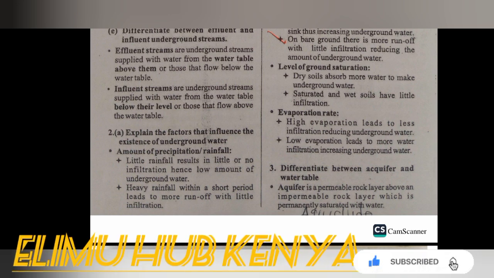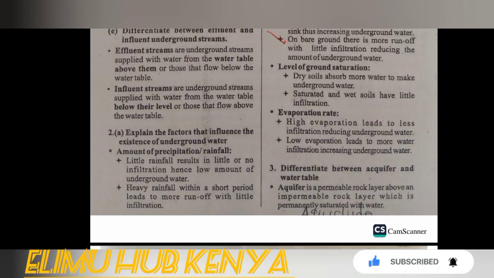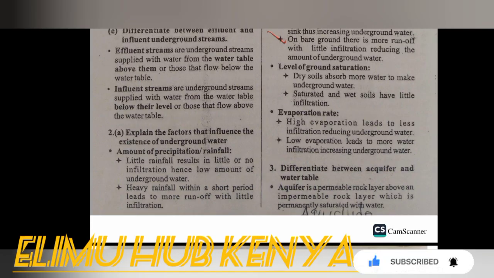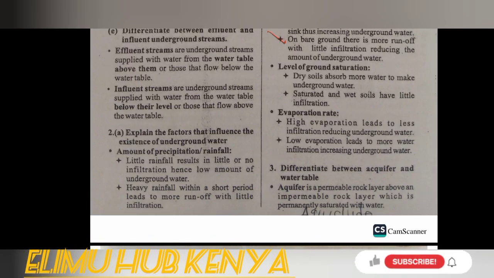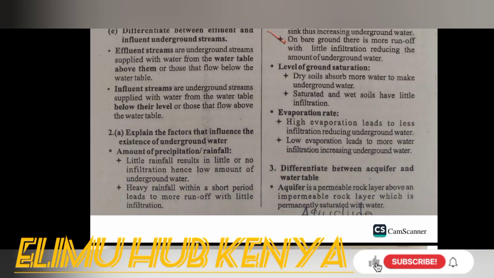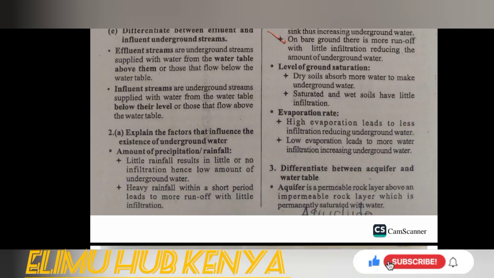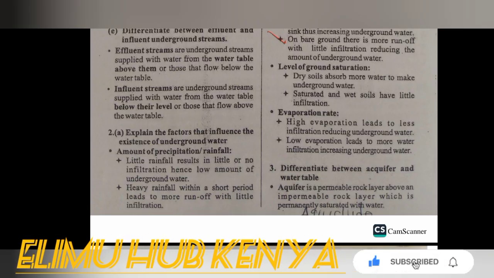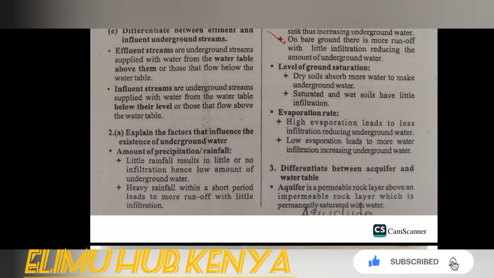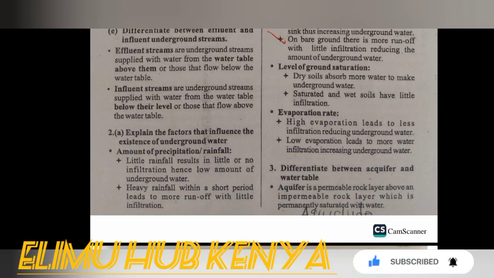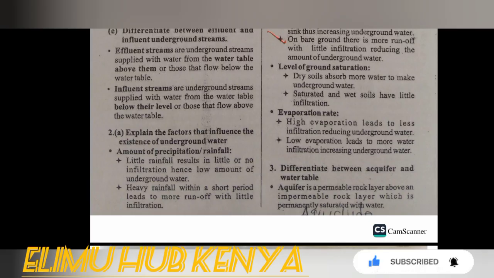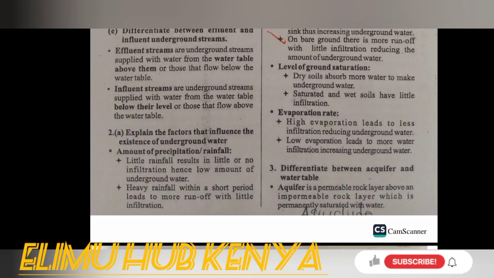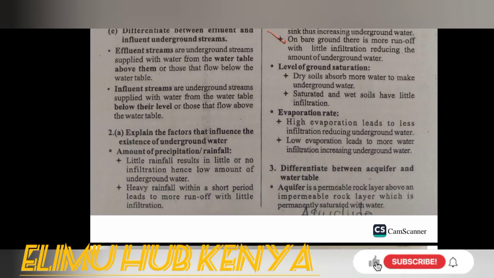So it's important to know that much of the groundwater normally originates from the surface of the earth. That water that is normally found below the earth's surface normally originates from the surface of the earth. And the occurrence of this underground water depends on several factors. Are you together? And these factors are normally related to what we call the rate of infiltration.